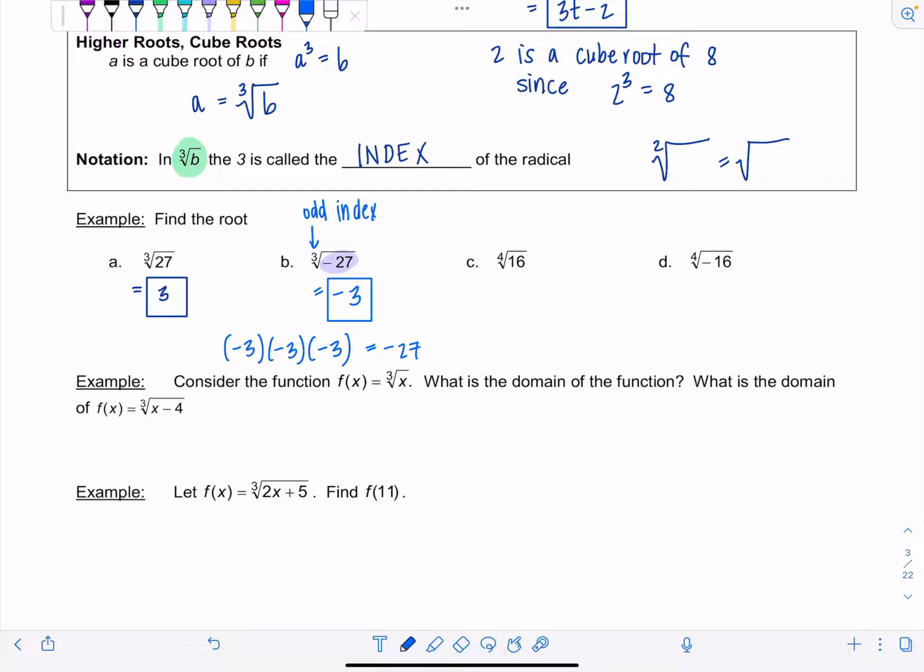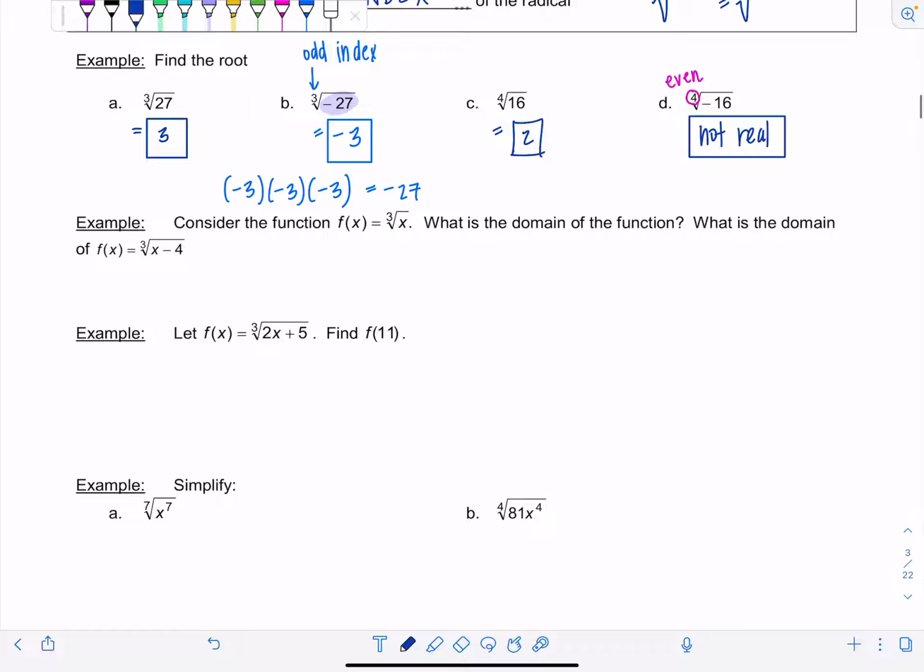Okay, C, 4th root of 16. Can you think of a number, multiply it by itself 4 times, you get 16? It's 2, right? 2 times 2 times 2 times 2 is 16. D, 4th root of negative 16. Okay, so this time the index is an even number. You cannot take an even root of a negative number and get a real number. So this one is not real. Okay, that's it. So keep that in mind. You can take odd roots of negative numbers and get a real number, but even roots of negative numbers are not real.